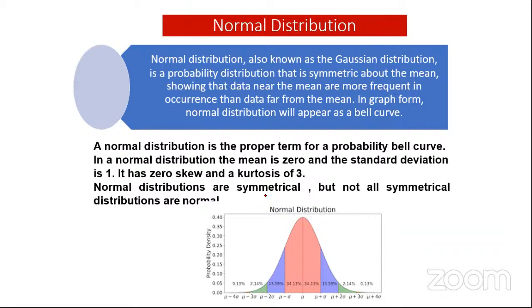So, a normal distribution, also known as the Gaussian distribution, is a probability distribution that is symmetric about the mean, showing that data near the mean are more frequent in occurrence than data far from the mean. And we graph this to have what? A bell-shaped curve. Now, a normal distribution is a proper term for a probability bell curve. And in a standard normal distribution, the mean is 0 and the standard deviation is 1. And it has a skewness of 0 and a kurtosis of 3.